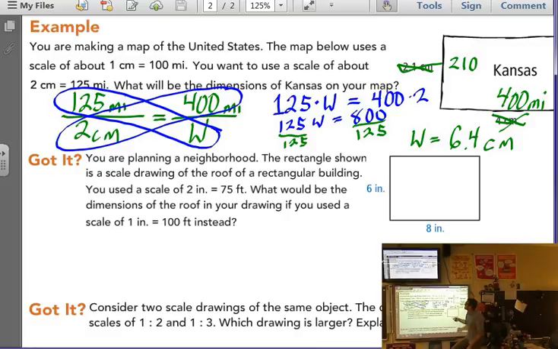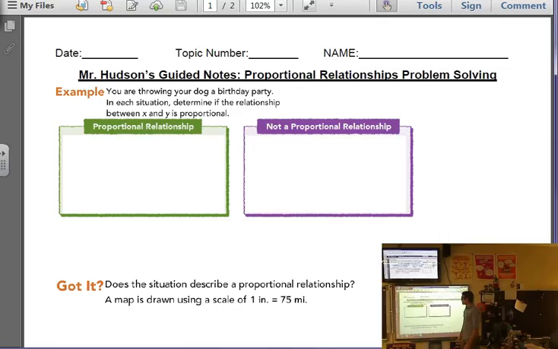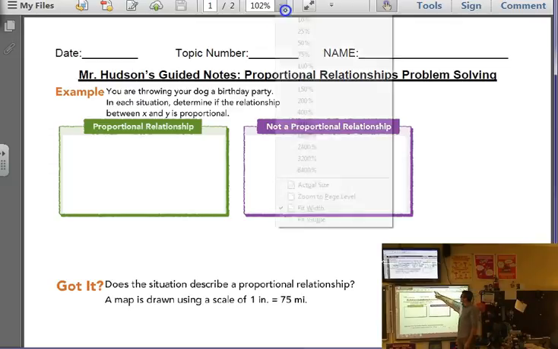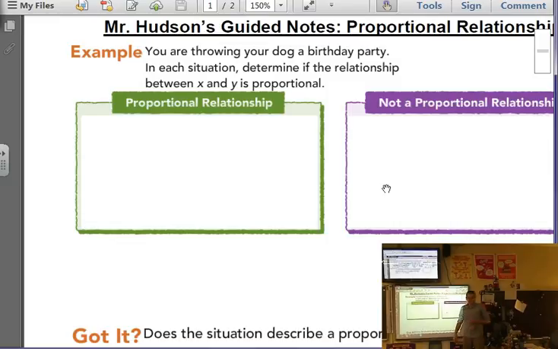So when we look at proportional relationship problem solving, it's all of these real sort of things that we talk about. You're throwing your dog a birthday party. You want to set up an example of a situation that would have a proportional relationship and a situation that would not.